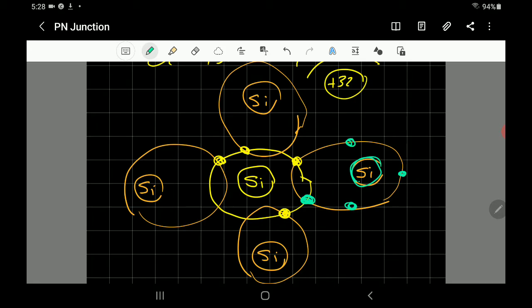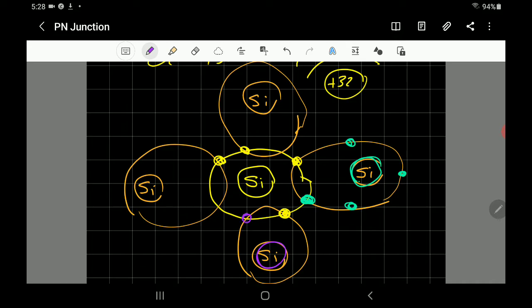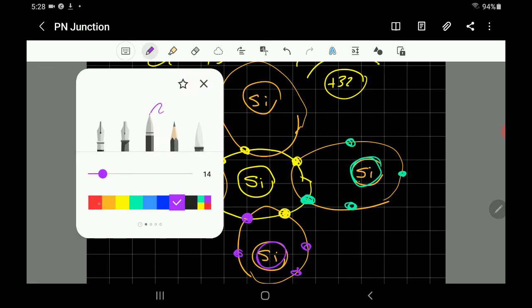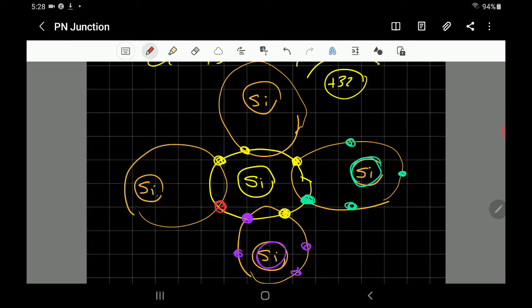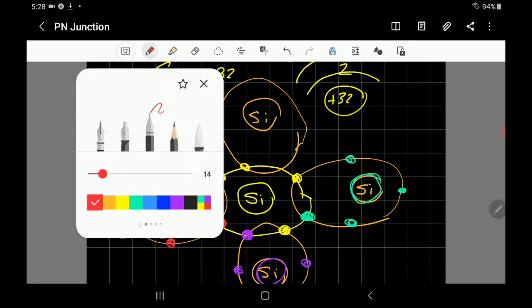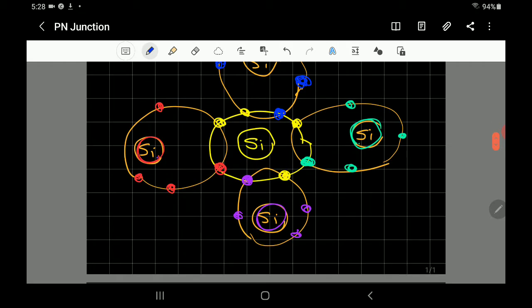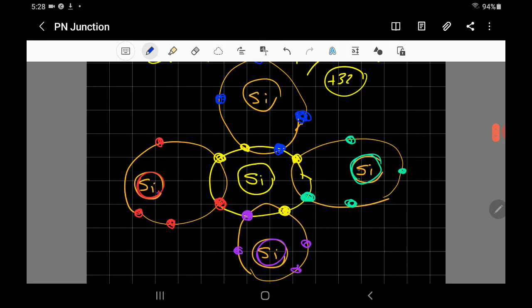Let's look at the other silicon. Choose a different color. This one will share one electron with its neighbor, and the other 3 will be with others. For the third one, we'll share one here, and the other 3 are in different positions. The last one, we'll share one here, and the other 3 in different positions. So each one will be doing the same, not only the middle one, but I don't have space to sketch the others. So focus on the one in the middle.